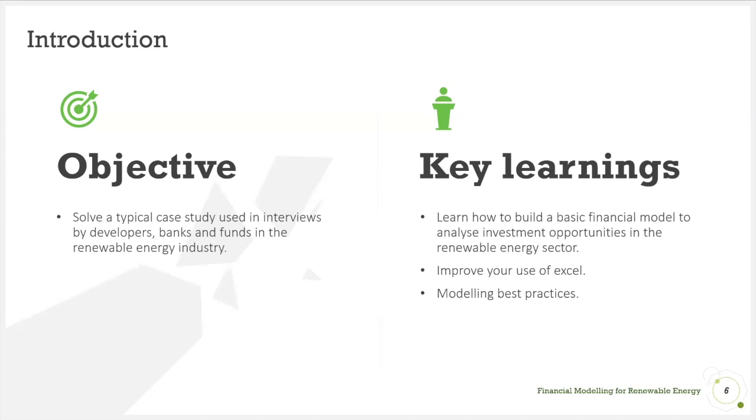But let's see. And also, I think this is one of the most important things about the course: the modeling best practices. So we will go through this in a later slide. So this is in a nutshell what is going to be the course and what are the key learnings from here. Okay.